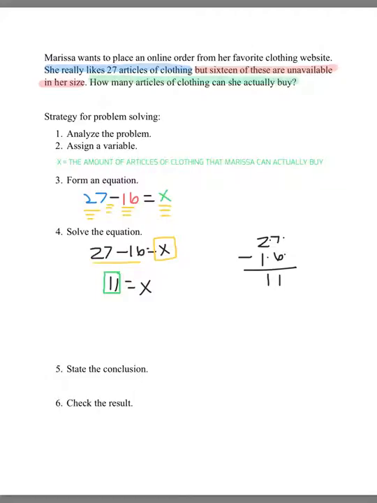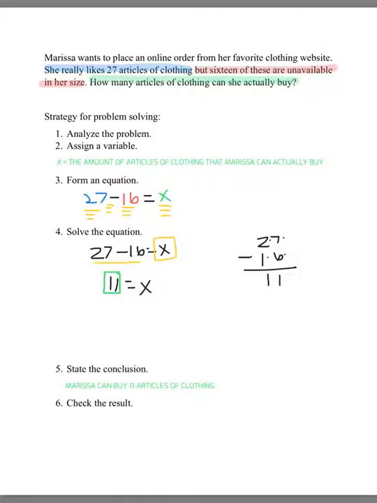So let us state our conclusion clearly. Therefore, Marissa can buy 11 articles of clothing. So remember, the question was, how many articles of clothing can she actually buy? And our conclusion is that Marissa can buy 11 articles of clothing. So again, our conclusion is simply the question reworded in the form of a statement.